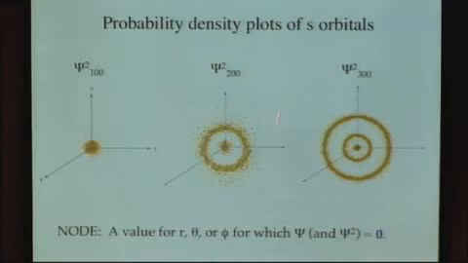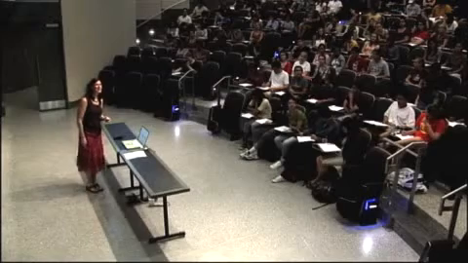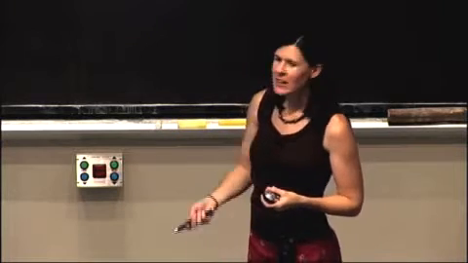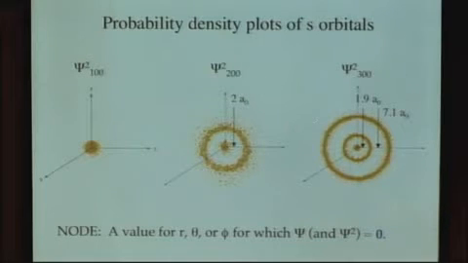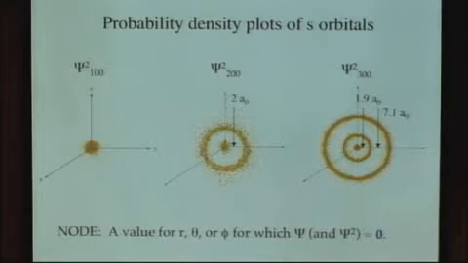And then, for example, how many nodes do we have in the 3s orbital? 2. That's correct. So we have 2 nodes in the 3s orbital. We can actually specify where those nodes are, which is written on your notes. For the 2s orbital, it's at 2 a0, so just 2 times that constant a0, which is the Bohr radius. And for the 3s, we have 1 at 1.9 a0 and 1 at 7.1 a0.